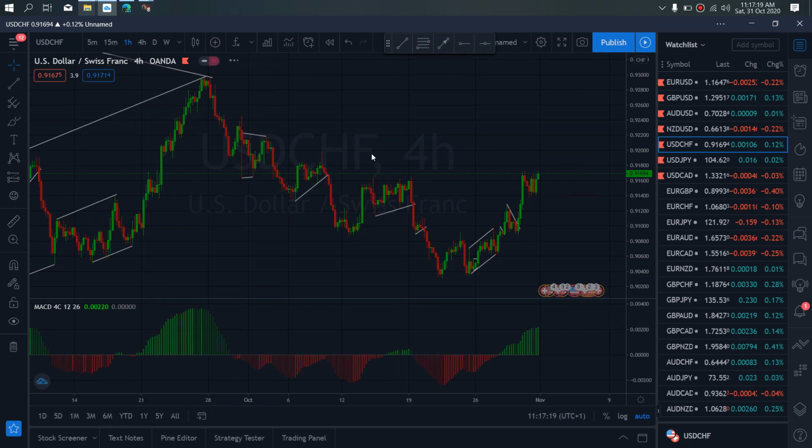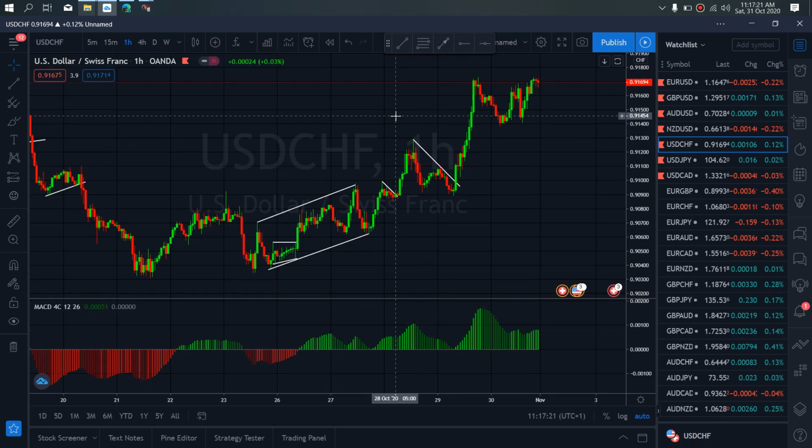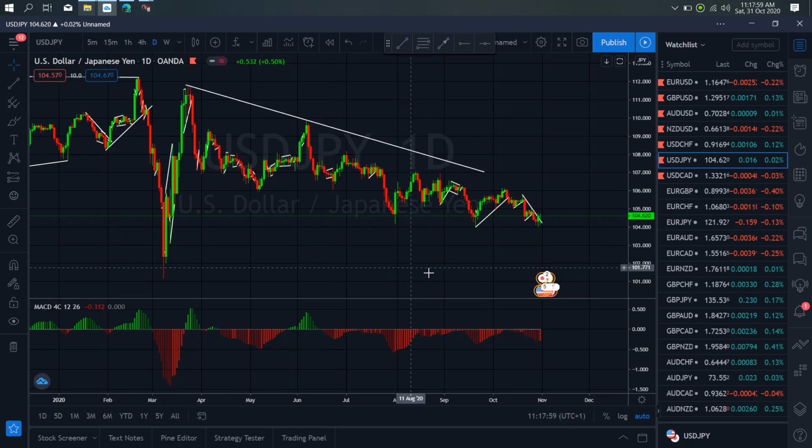We zoom to 1-hour time frame. On the 1-hour time frame, there is divergence of the MACD between the tops here, which confirms that that drop is still highly possible before they will continue. So we want to await this pullback.